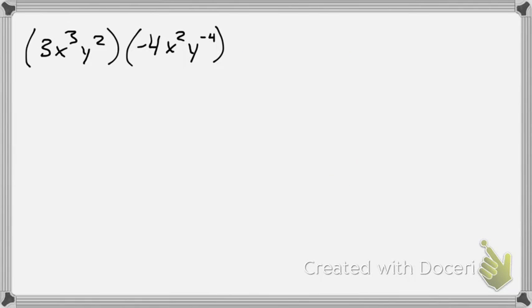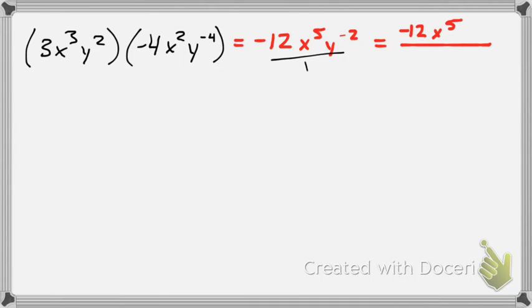Multiplying the coefficients, we get negative 12. Adding the x's is x to the 5th. Adding the y's is negative 2. You cannot have a negative 2 exponent. You must put it in the basement. So you get that, negative 12x to the 5th over y squared.